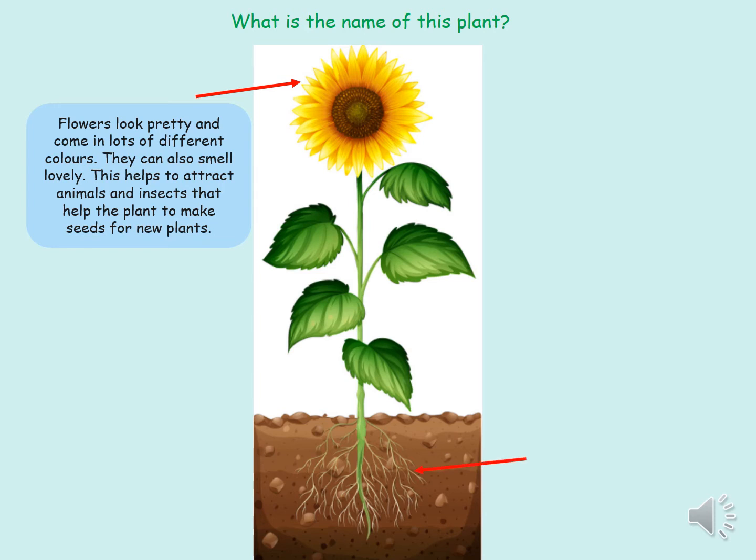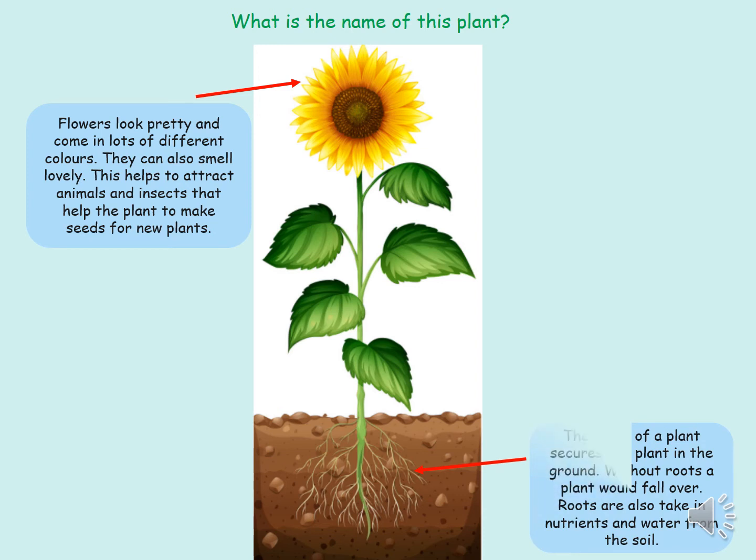Look at the red arrow. What is the name of the part of the plant that the arrow is pointing to? This part is called the roots. And again, the roots is another very important part of a plant because the roots make sure that the plant is secure to the ground. It holds the plant in the ground. And without the roots, the plant would actually fall over.